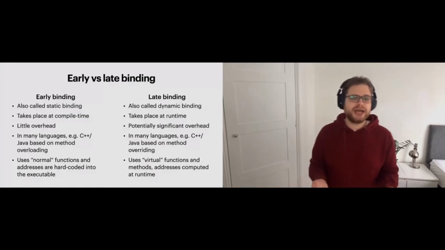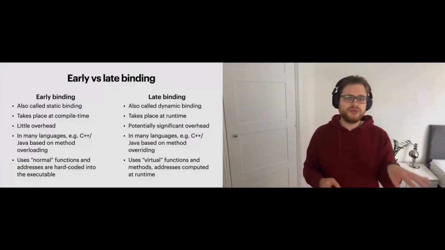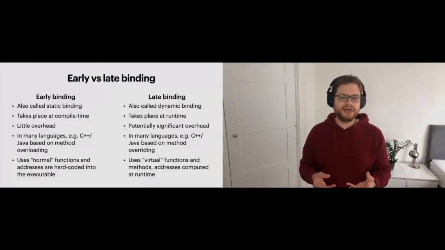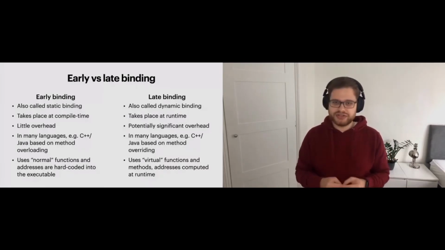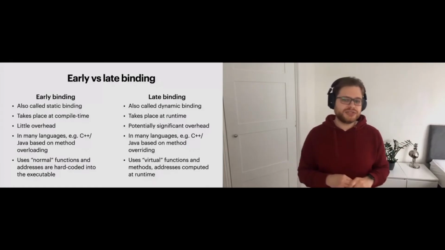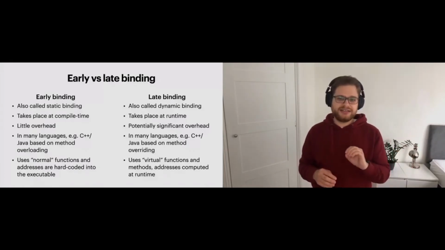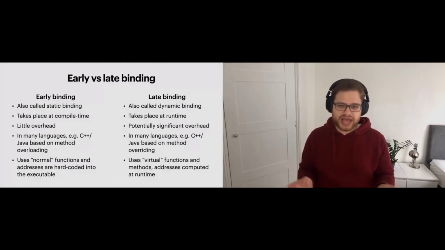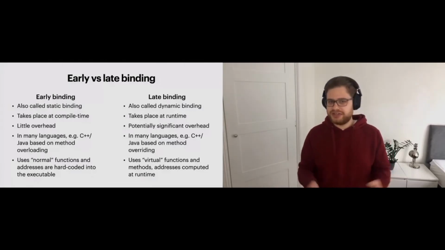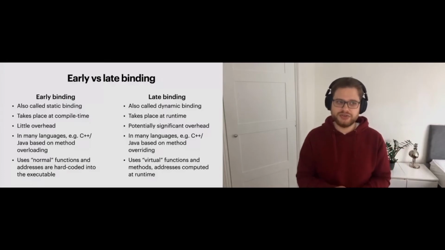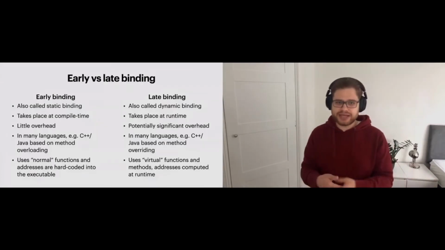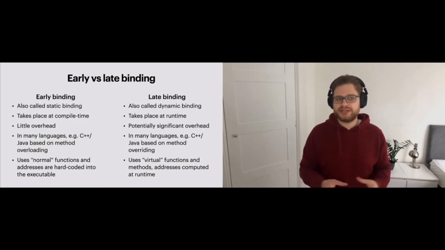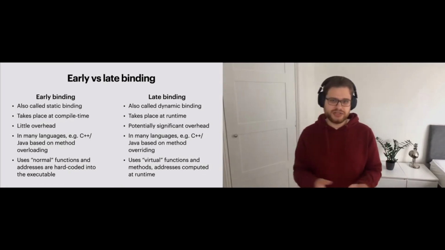And this means that if you call a function foo, the compiler will look at compile time for function foo, and rather than saying in the compiled code, please call the function foo, it will say, please call the function at the offset 0x7, which encodes in native code the byte offset where the function could be found. And in some languages that offer both early and late binding, like C++ and Java, this is based on method overloading and basically uses normal functions for the dispatching.